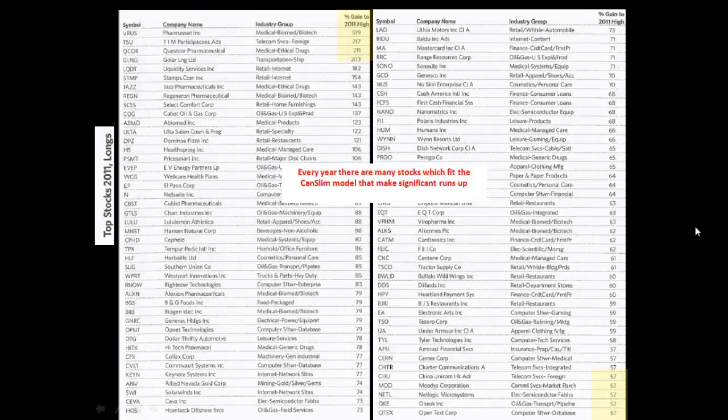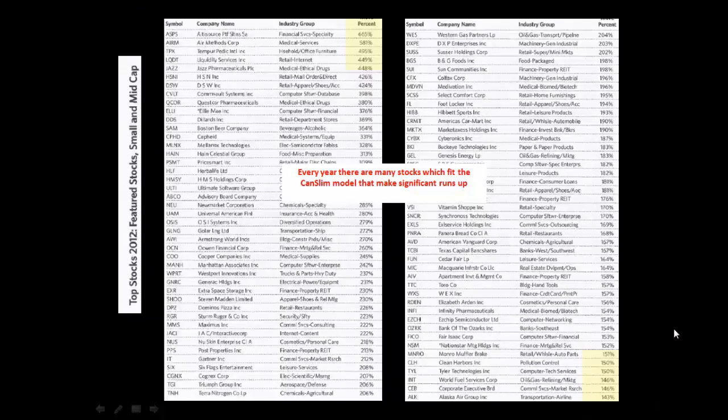Here's a shot of 2011, the top stocks that fit the CanSlim profile. You can see some of the top performers were 500 and 200%, and then down to 57%. That's just one page. There's several pages. Here's 2012. Again, 400% to 143, 46%. That's just the first page.